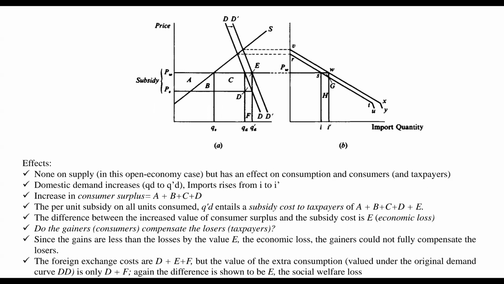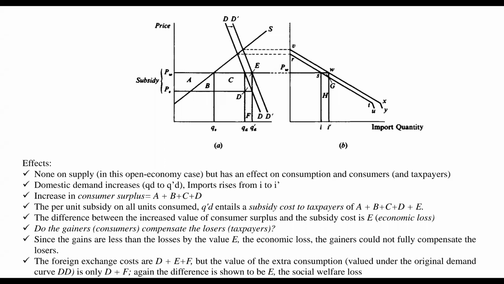There will be an increase in consumer surplus of A, B, C, D. Now, the per unit subsidy on all units consumed, Q prime D, entails a subsidy cost to taxpayers of A, B, C, D, E. The difference between the increased value of the consumer surplus and the subsidy cost is E, which is an economic loss.